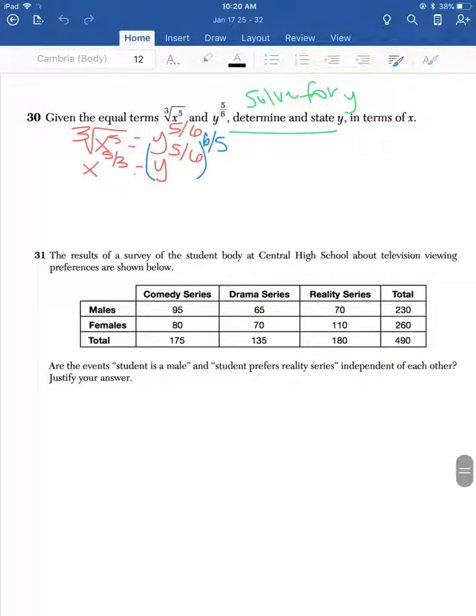The reason being that these all cancel, and this becomes y to the 1st, which is what I want. So this is equal to x raised to the 5/3, also raised to the 6/5. So power to power means that we multiply. So 5 times 6 is 30, divided by 15. 30 over 15 is 2. So determine and state y in terms of x. This is y equals x squared. And that's it.